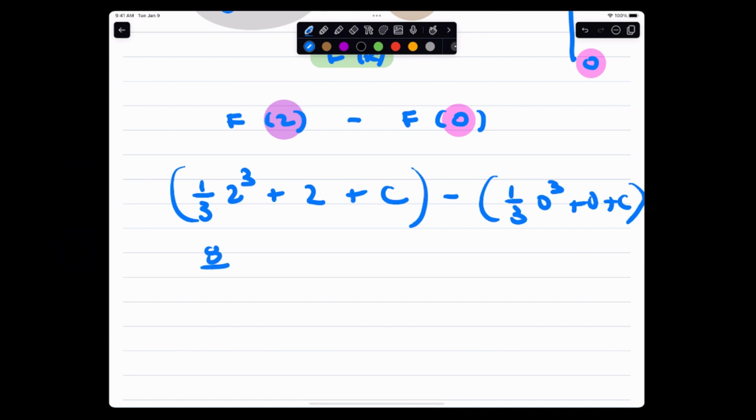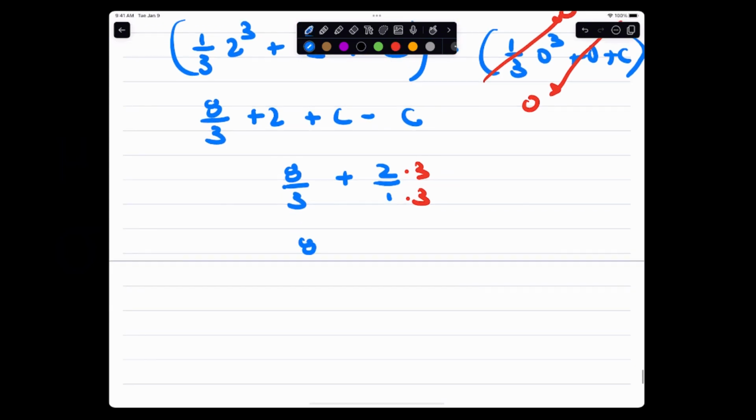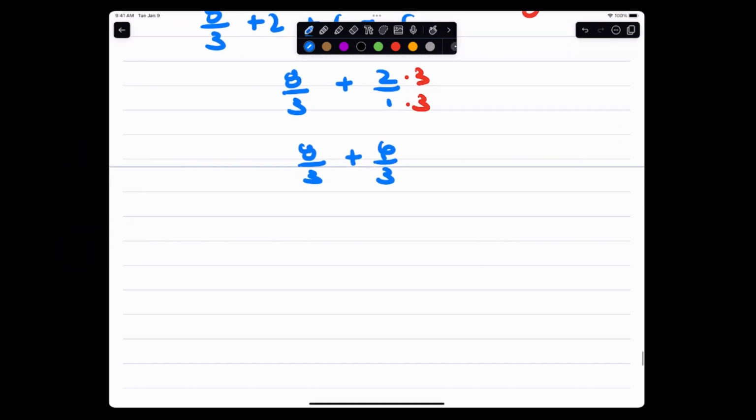So this will be 8/3 plus 2 plus c minus, really minus c, because you have 0 here and you have 0 over here. Is that right? So you're going to get really 8/3 plus that 2 over 1. And so you get what? 8/3 plus 6/3. What's 8/3 plus 6/3? It's 14 what? 14/3.